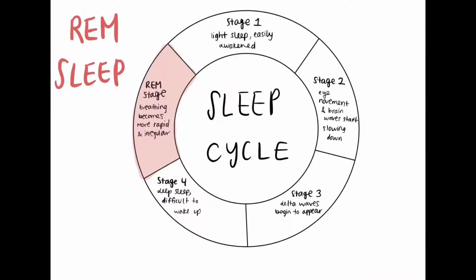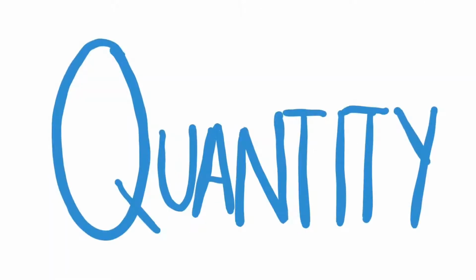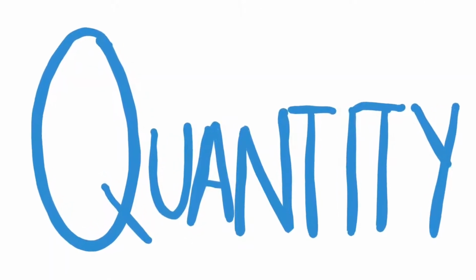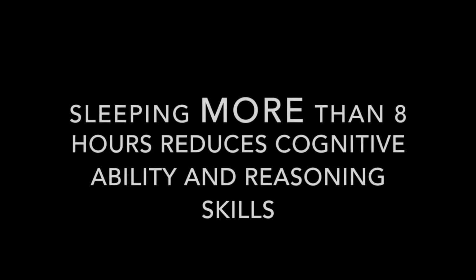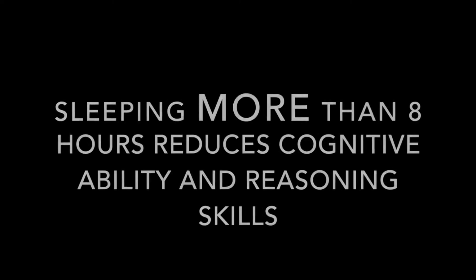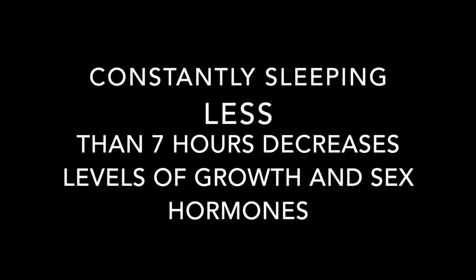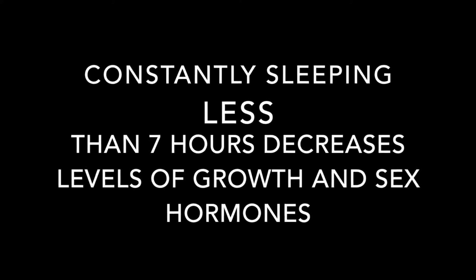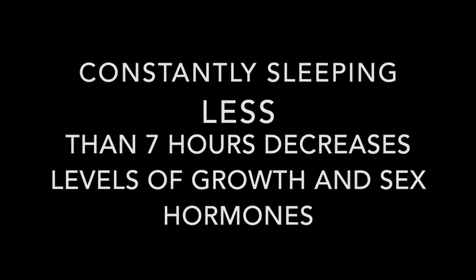And then the final stage is called the REM stage, or the rapid eye movement stage, where breathing becomes more rapid and irregular. The REM stage is where the dreams begin to take place. Next, you must balance the quantity of sleep. Did you know that sleeping more than 8 hours has been shown to reduce cognitive ability and reasoning skills? Or that constantly sleeping less than 7 hours a day causes the levels of growth and sex hormones to decrease?